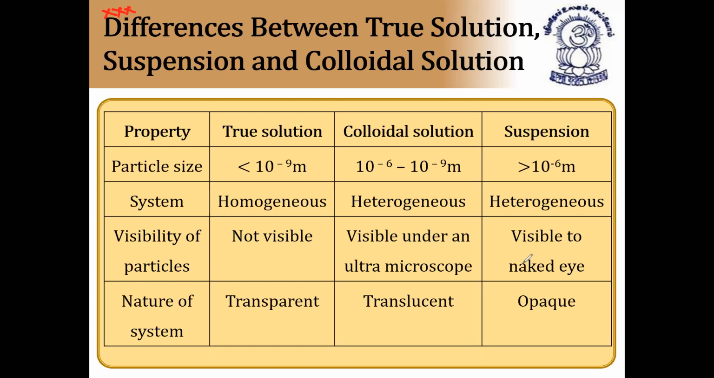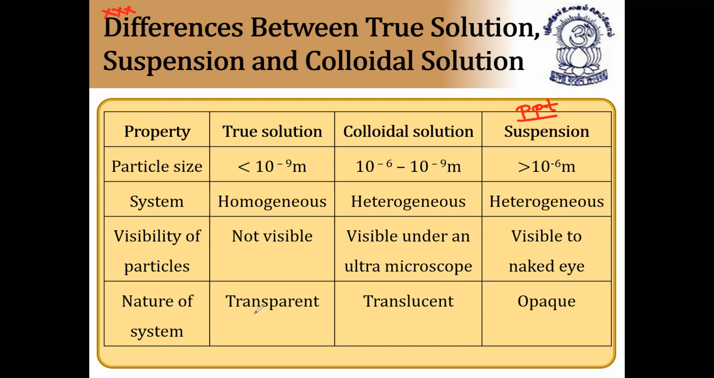In a suspension, we can see the particles by the naked eye because a suspension is nothing but a precipitate in a solution. Precipitate we can easily see. Precipitate means what is not dissolved in the solution, and it is not a solute either. We call it a precipitate, and we can easily see it by the naked eye.